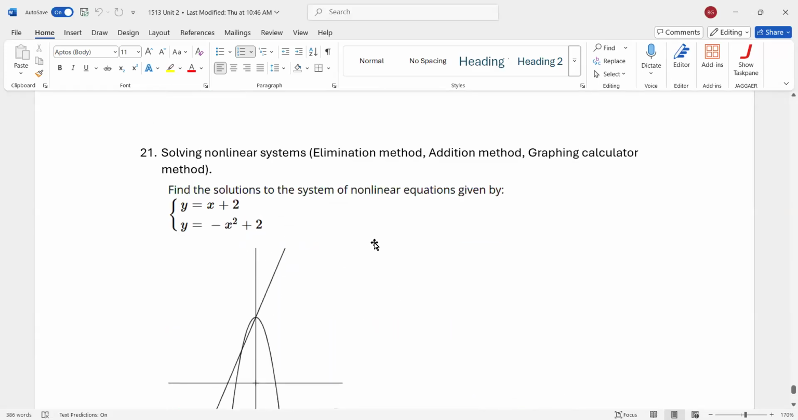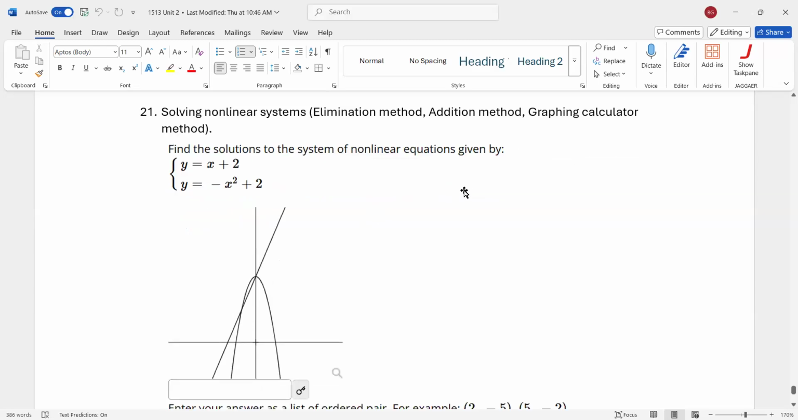Find the solution or solutions to the system of nonlinear equations given by, in this system, we have two equations. The first equation, y equals x plus 2, is linear. The equation represents a straight line, and the equation is in the slope-intercept form. Y equals mx plus b is the slope-intercept form, right? Very basic.